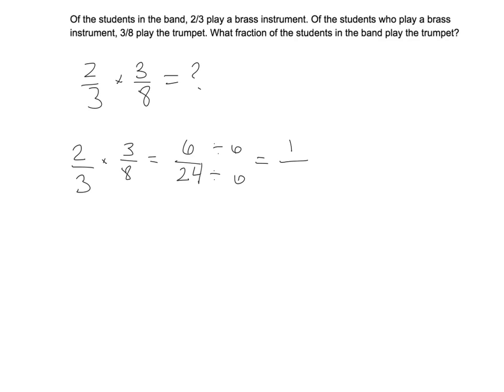6 divided by 6 is 1. 24 divided by 6 is 4. So we're actually left with 1/4. And back in the context of the problem, that means 1/4 of the students in the band play the trumpet.